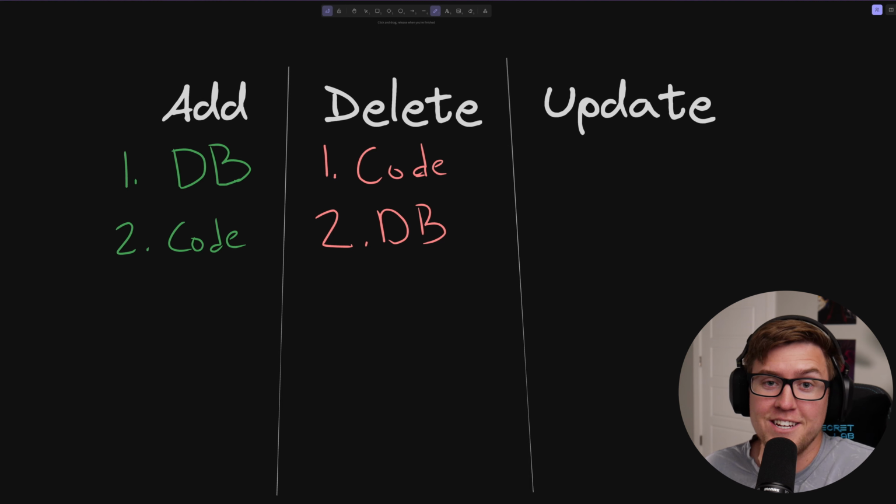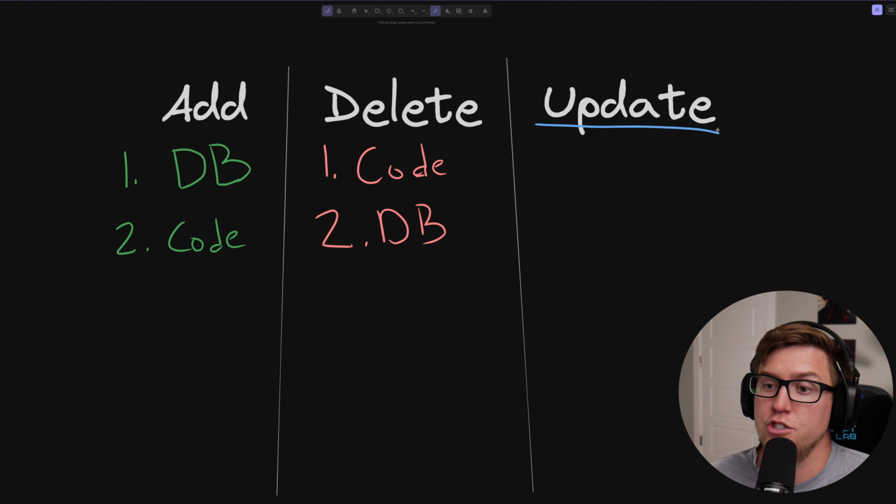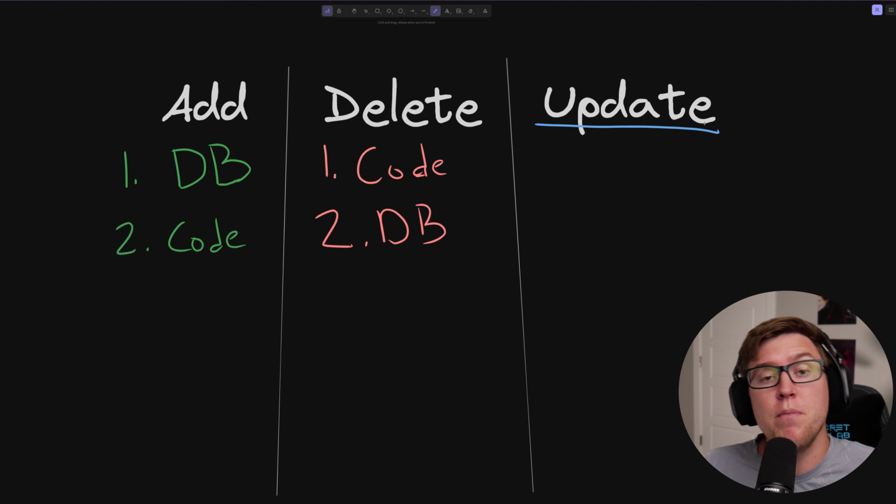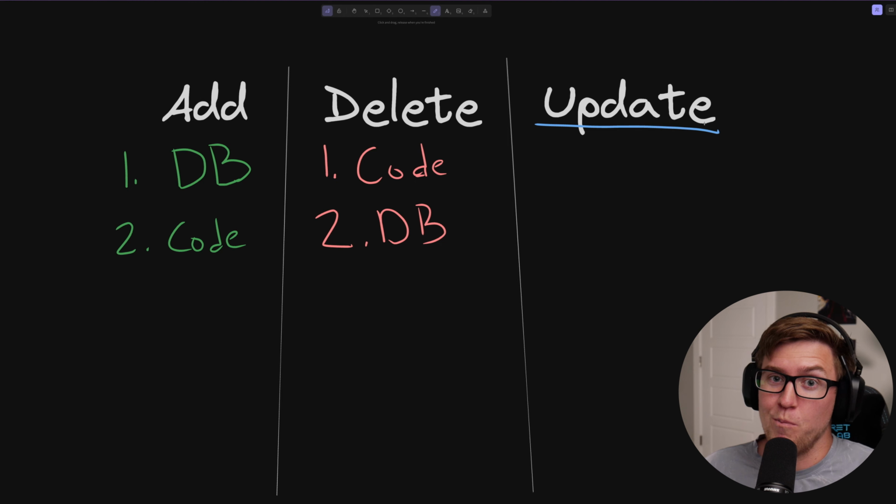Now, let's talk about the thing that is by far the hardest. This is updating. Now, generally speaking, you should try just to not update. And what I mean is changing the name of a table is, generally speaking, just a really bad idea. Changing the name of a column, really bad. Try to get those things right the first time. But if you do have to change it, just know that it's going to be more work and you need to be extra careful.